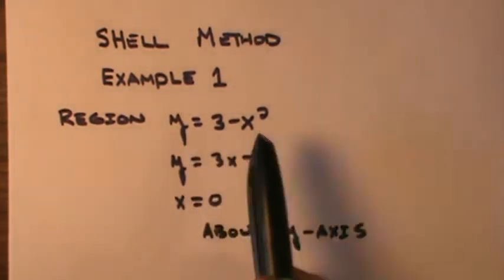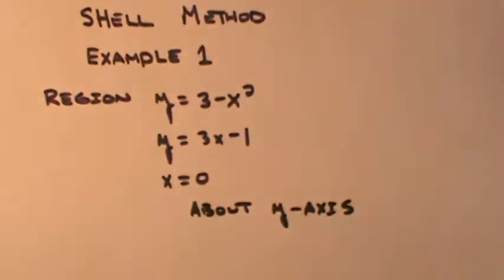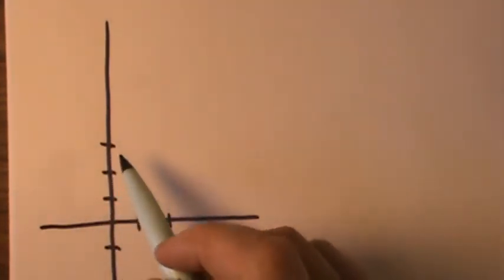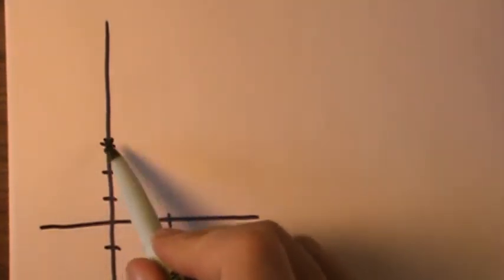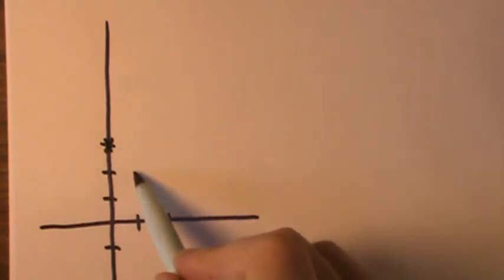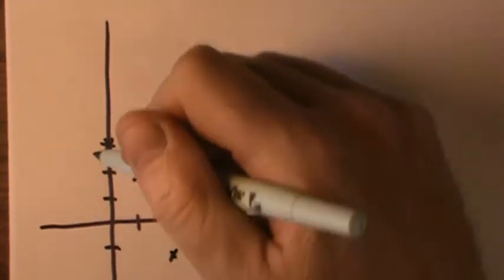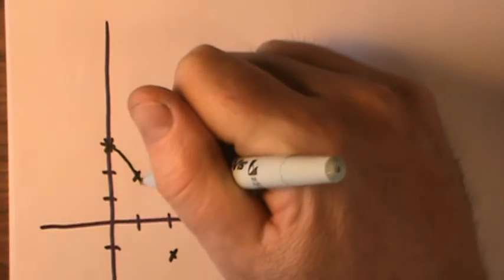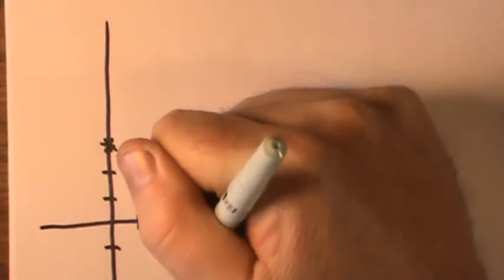It says y equals 3 minus x squared. And so I come down here to my axes. 3 minus x squared is just a parabola that's 3 units up and opens downward. So my vertex would be here. I go right 1, down 1, right 2, down 4. And so I've got this parabola opening down like this.